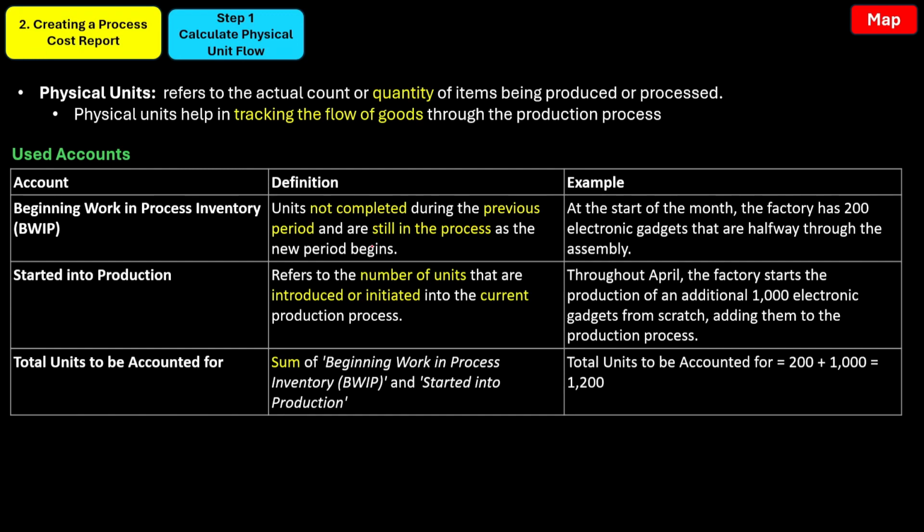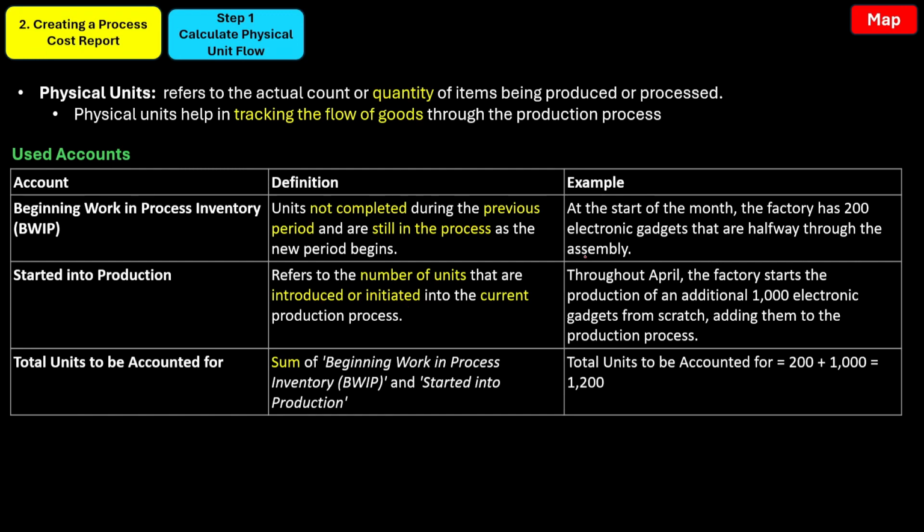So if we look at it, let's consider that every month is a new period that begins. So the factory has 200 electronic gadgets that are halfway through the assembly line at the start of the month. That means we have 200 beginning work in process units. Our next account is the started into production. This refers to the number of units that are introduced or initiated into the current production process.